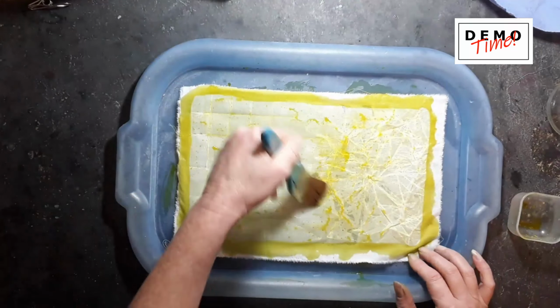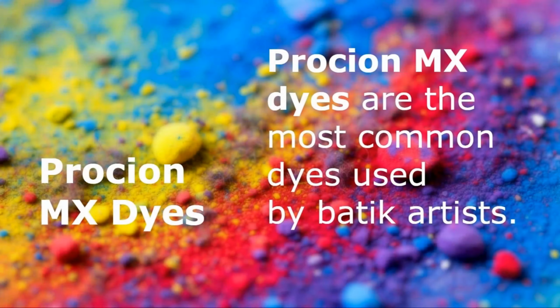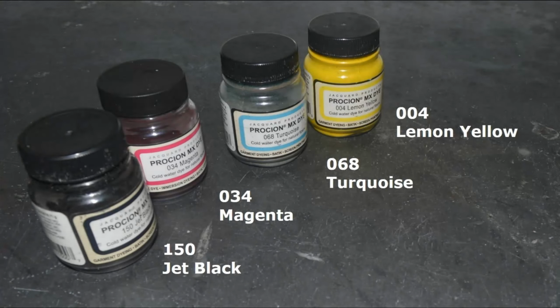So for this demo, I used my Procion MX fibre reactive dyes, and I used the primaries plus the black, and these are readily available to buy as a dyeing starter kit, or maybe you already have them after trying ice dyeing, for instance. The primary colours are lemon yellow, turquoise and magenta, with black as the key.